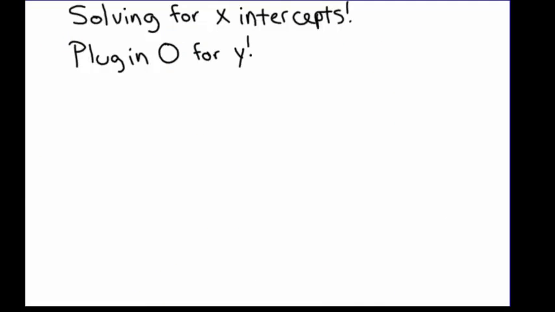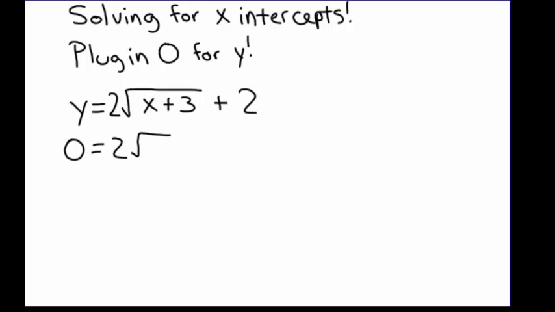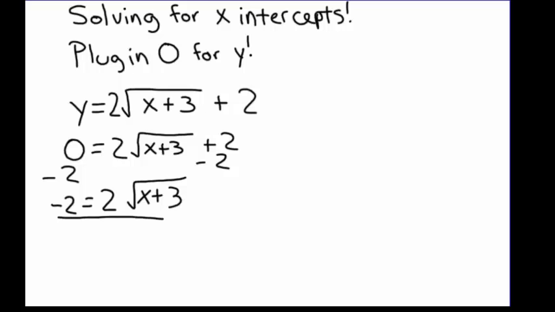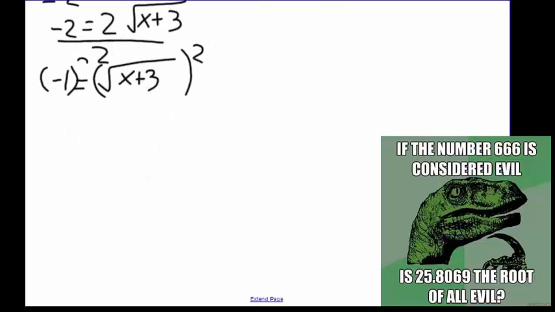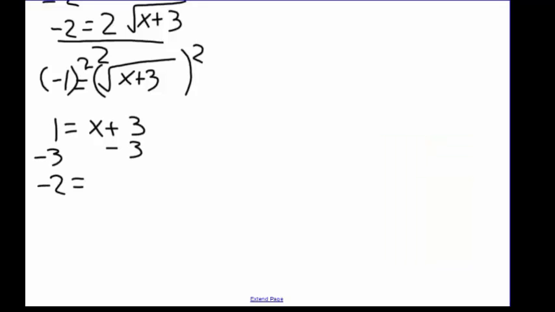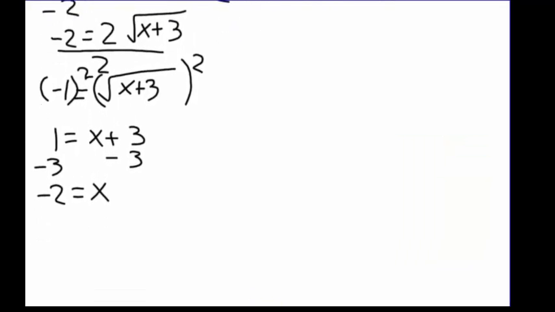Alright, the last thing we want to talk about is how to solve for the x-intercepts. Of course, we plug in 0 for y. So let's take a look at a problem here, and let's see if we can find the x-intercepts for this problem. We plug in 0 for y, then we have to ask ourselves, what do we need to do to solve for x? We subtract 2 from both sides, then we need to divide both sides by 2. Now we've got -1 equals the square root of x plus 3, so we need to square both sides to get rid of the radical. So now I have 1 equals x plus 3, subtract 3 from both sides, and we get x equals -2.